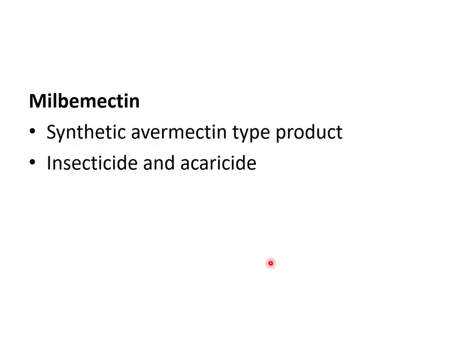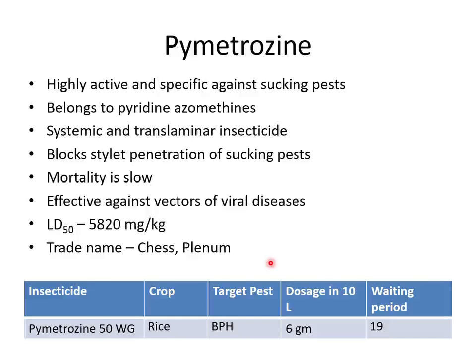Coming to the next one, milbemectin. I have not seen this milbemectin in the market. It is again a semi-synthetic ivermectin having insecticidal and acaricidal properties. It is registered in our country, but I have not seen the insecticide in our country. Now we have completed the insecticides derived from microbes, the Spinosyns and Avermectins. Then we will move into smaller groups of insecticides. Each group will have either one or two pesticides.